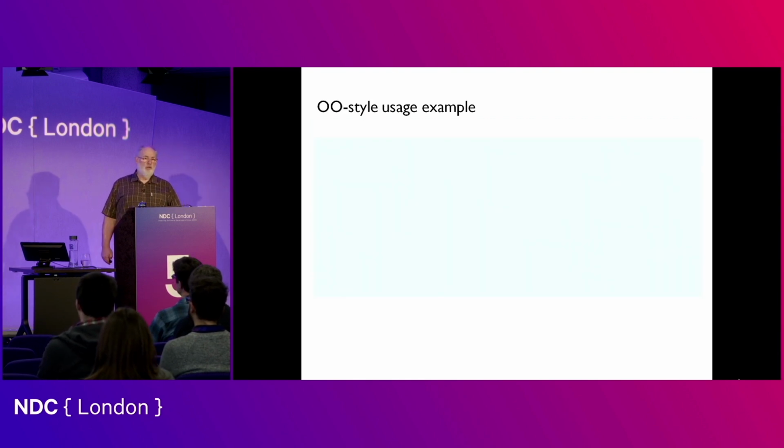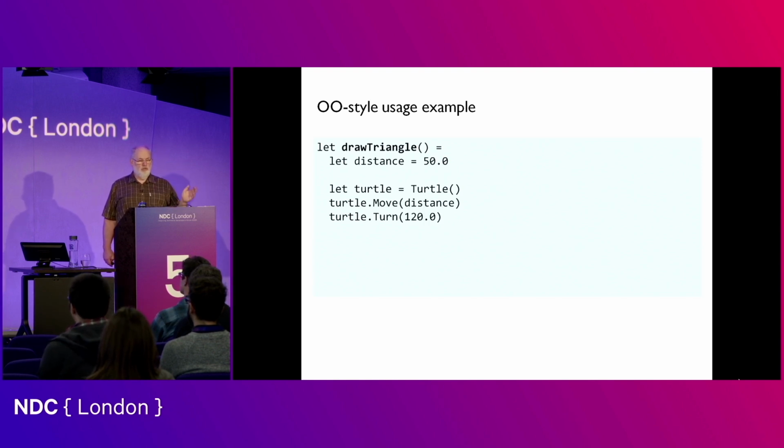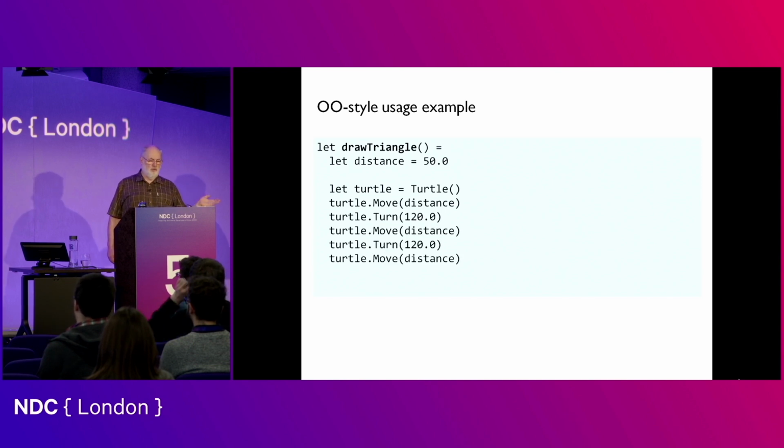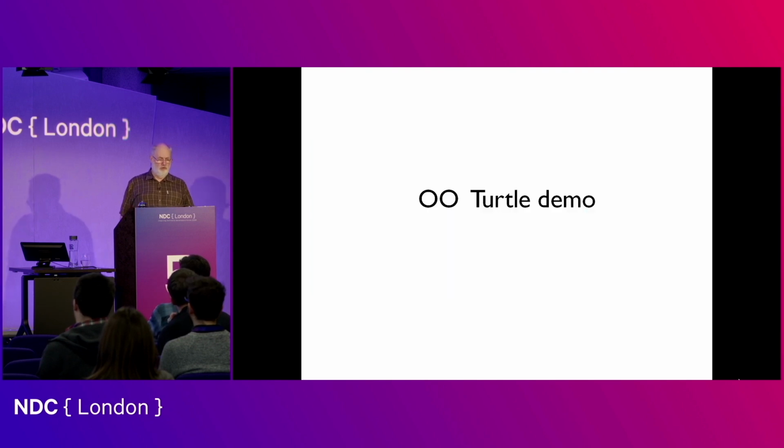Now, how do I actually use this thing? Well, let's say I want to draw a triangle. So I construct a turtle, and then I move it a certain distance, and then I turn 120 degrees, and I move another distance and 120 degrees, and move the distance again. So I should be back home at the 0 point facing north or whatever, right? So that is how you would write some code using an object-oriented turtle.